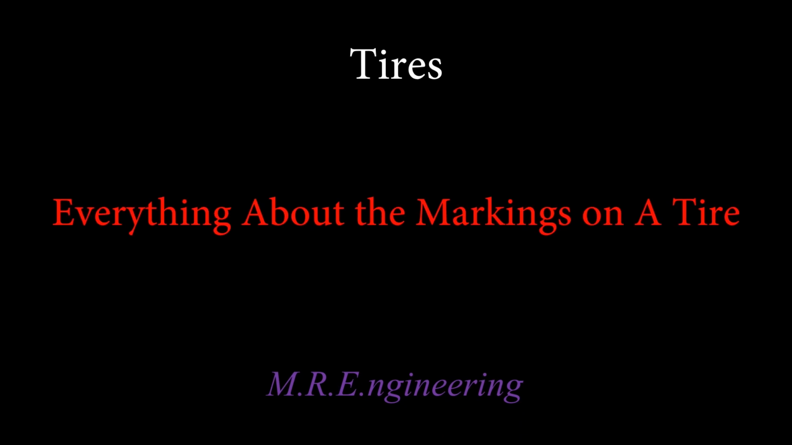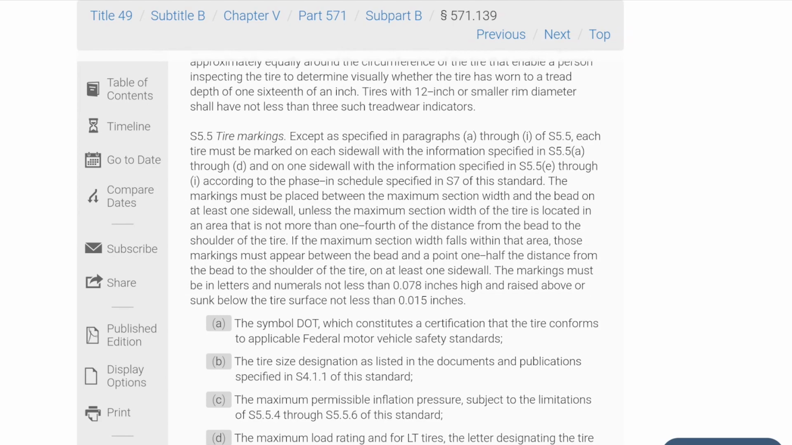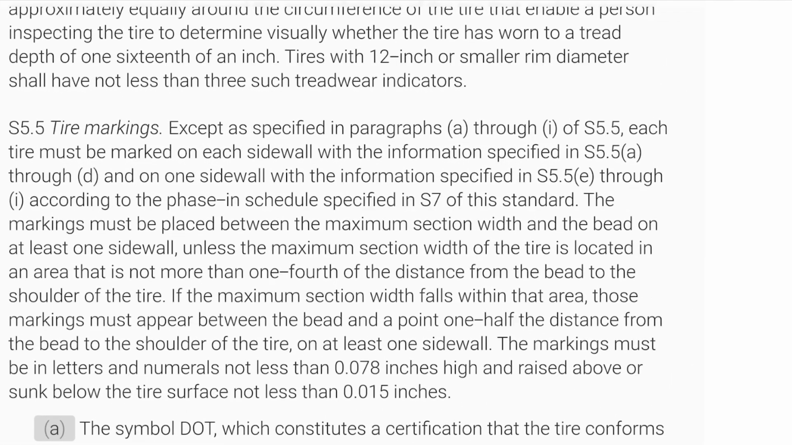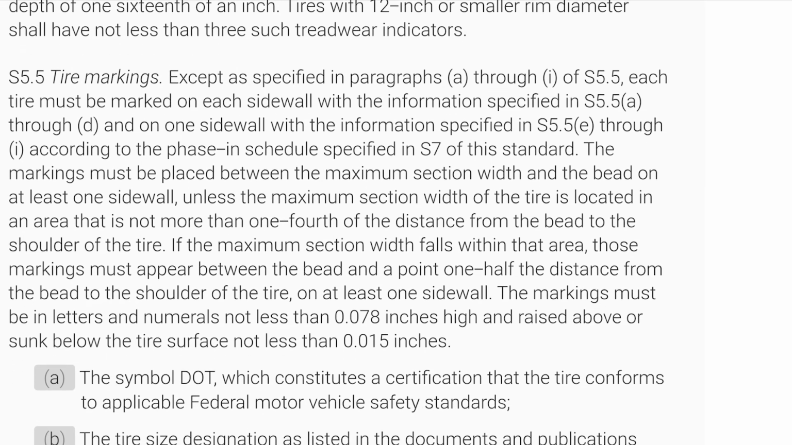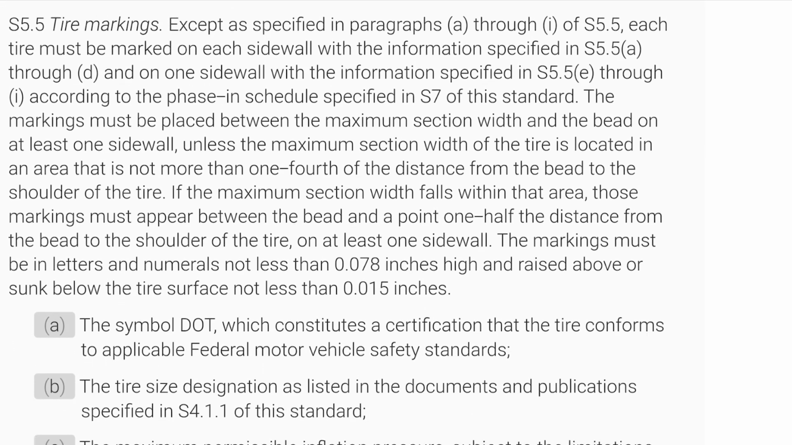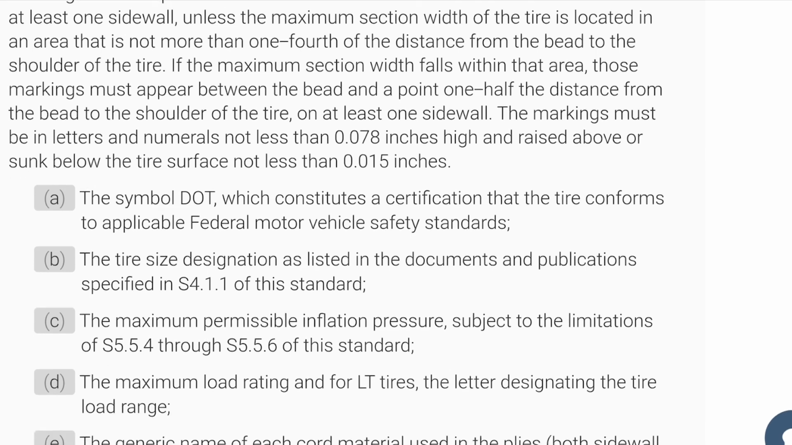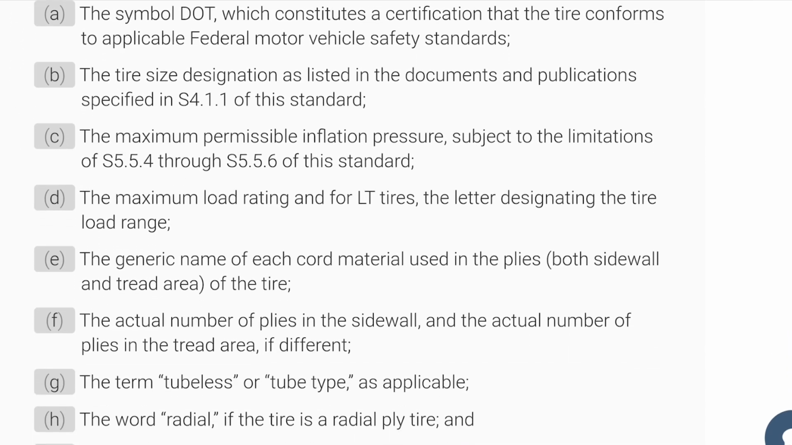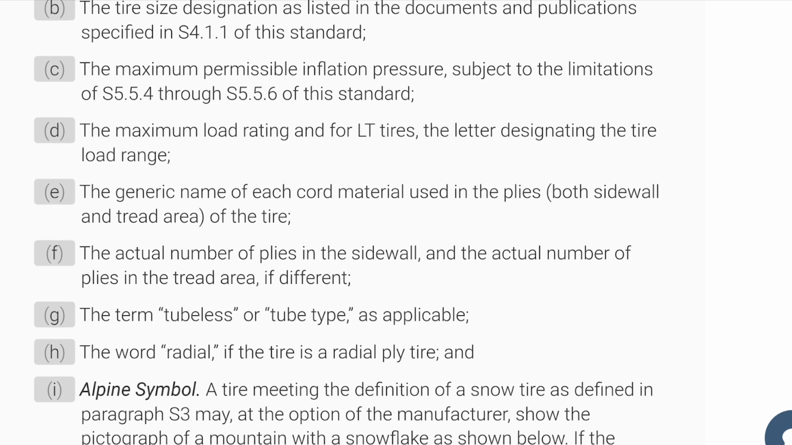My name is M.R.Engineering, and today I'm going to talk about those markings on the side walls of a tire. First of all, please note that subsection 5.5 of section 139 of part 571 of Title 49 of CFR requires some specific markings on tires, and since many countries adopted these standards, almost all passenger car and light truck tires have this data on their sidewalls.